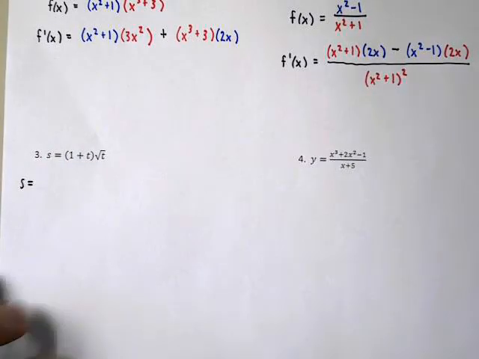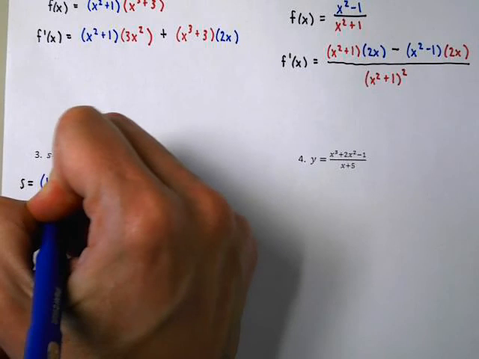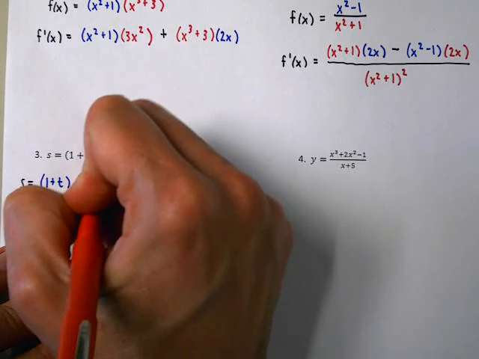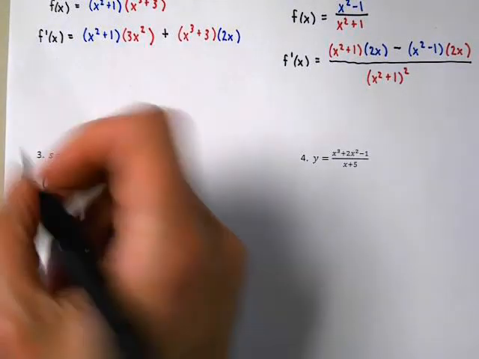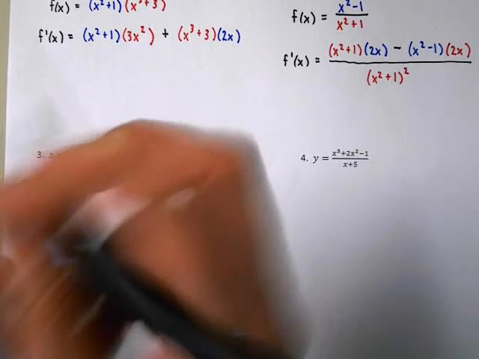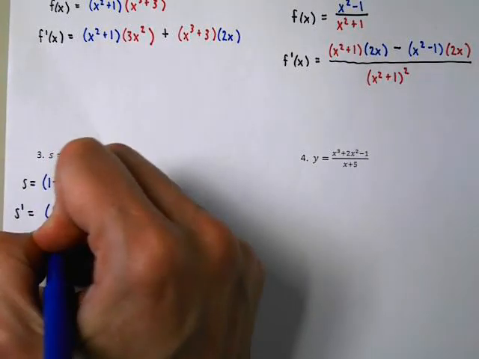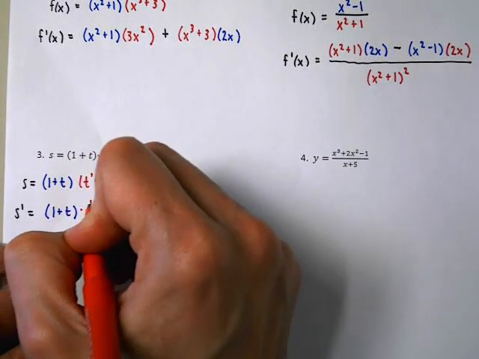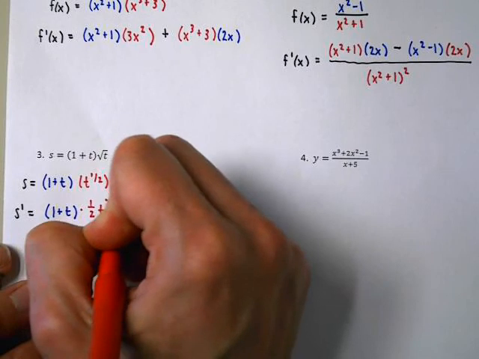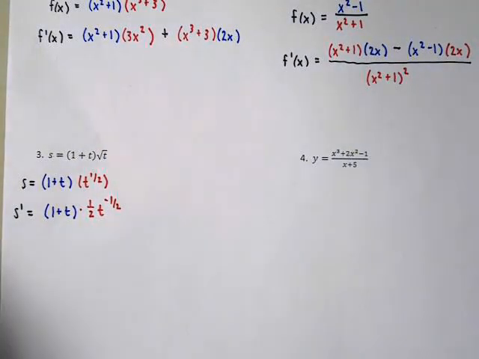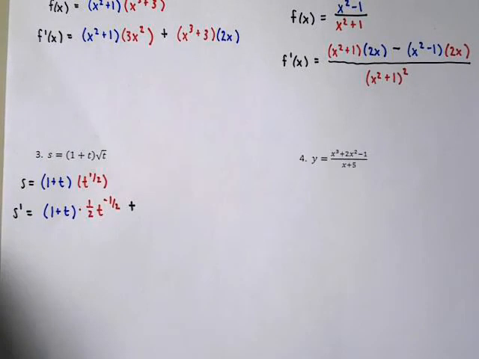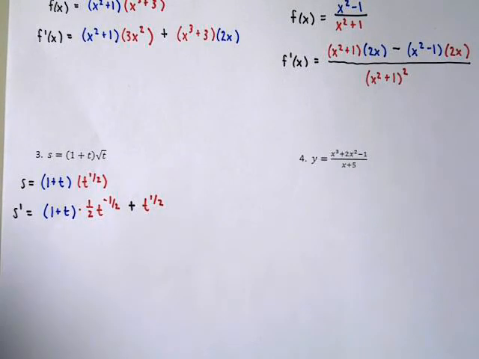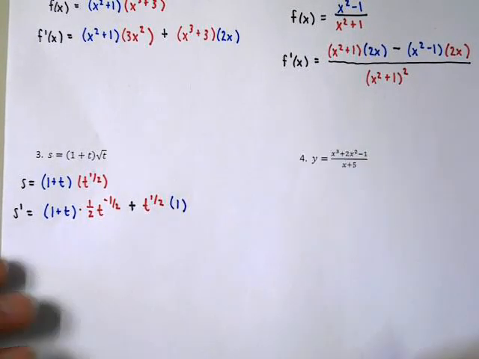So we're doing 1 plus t times the square root of t. I'm going to call this t to the 1/2. So I could say s prime is equal to my first function, 1 plus t, times the derivative of the second. So it's going to be times 1/2 t to the negative 1/2. Then I would have plus t to the 1/2 times the derivative of my blue function, which is just 1.